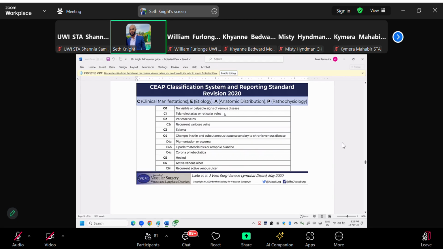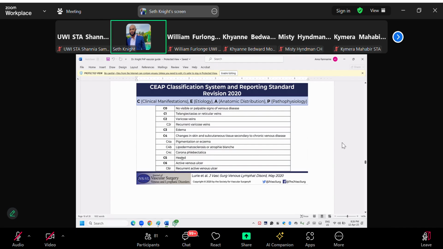C0 is where you have no signs of venous disease. C1 is where you have telangiectasias. C2, the patient has obvious varicosities. C2R is recurrent varicosities. C3 is where they have venous edema. And then you have to pay attention to C4. C4 is where you have changes in the skin as a result of your venous disease. That could be pigmentation, it could be lipodermatosclerosis or atrophie blanche, or it could be corona phlebectatica.